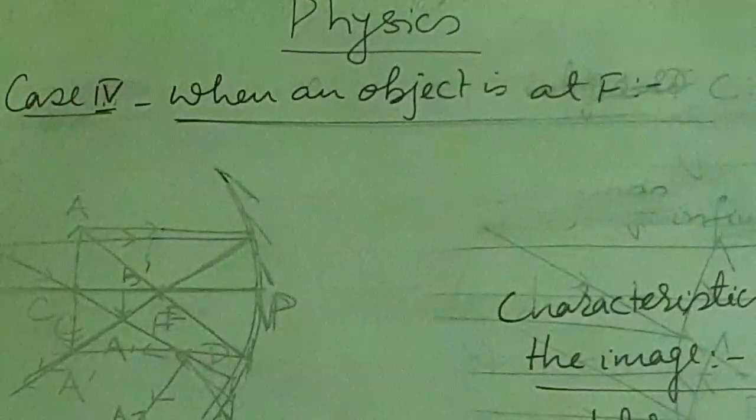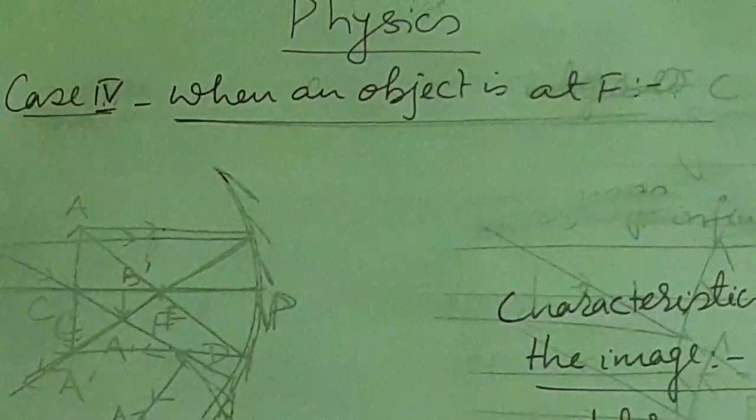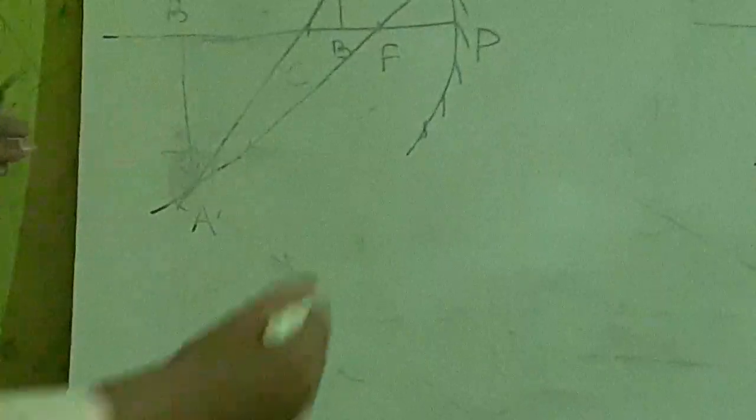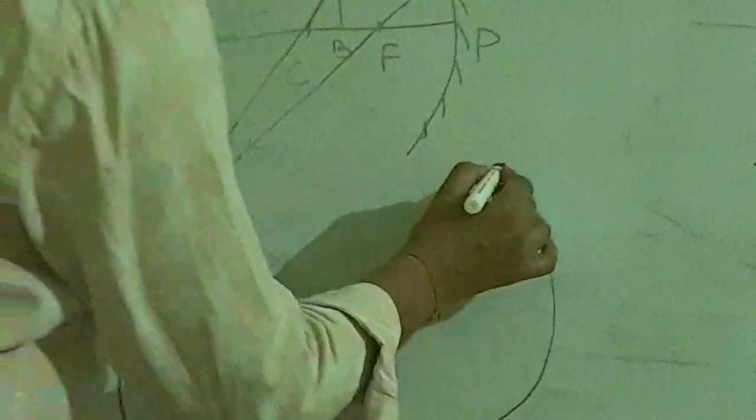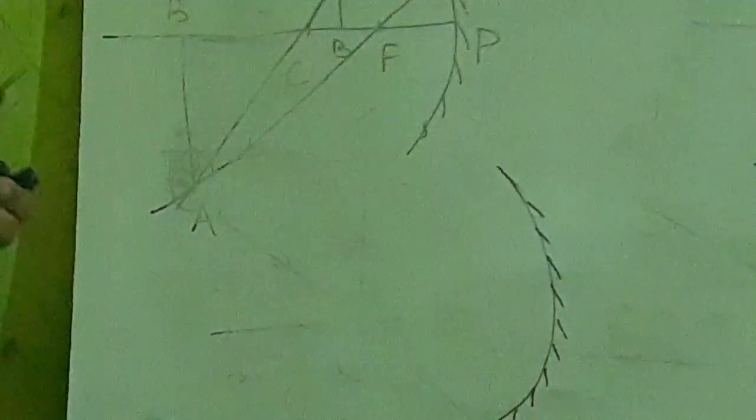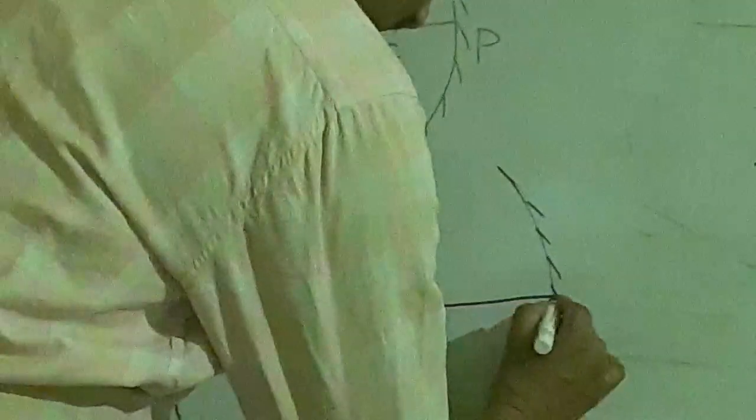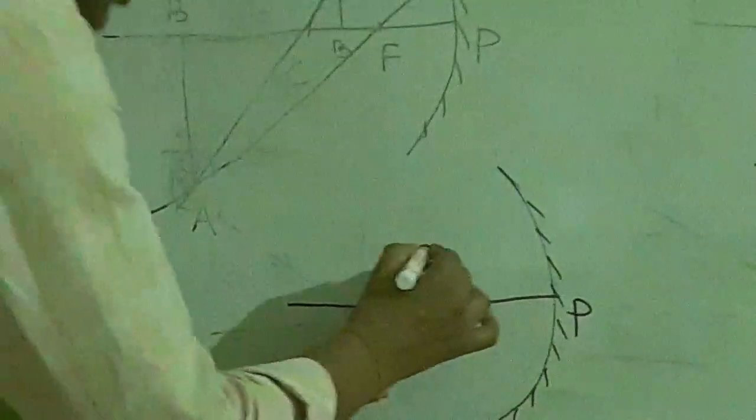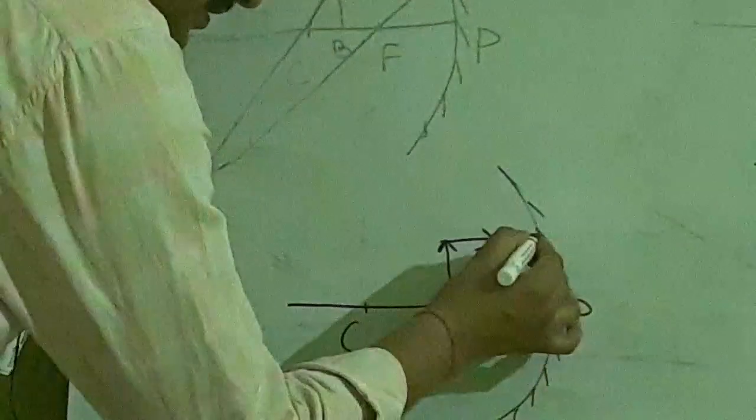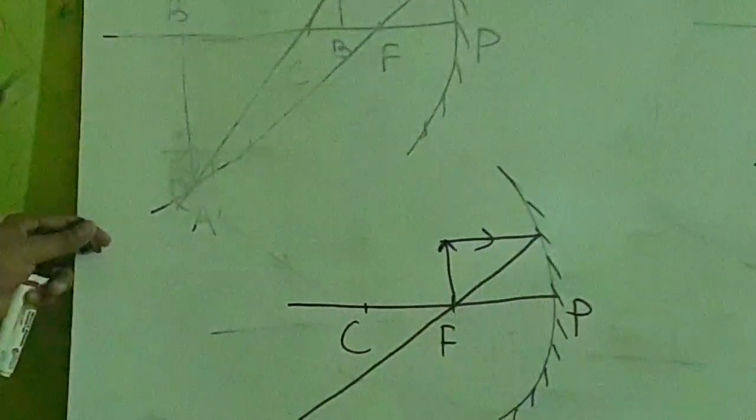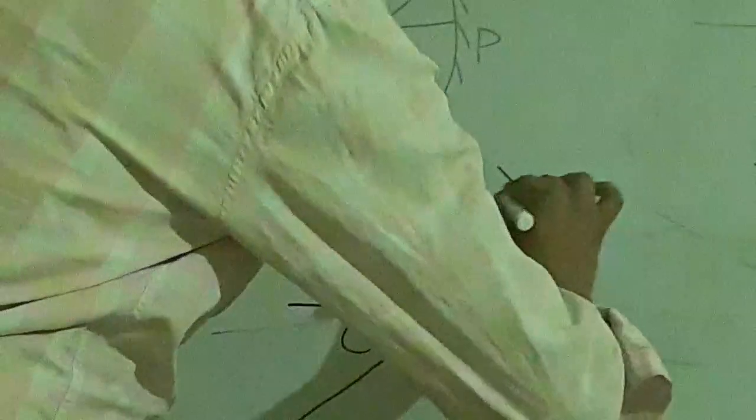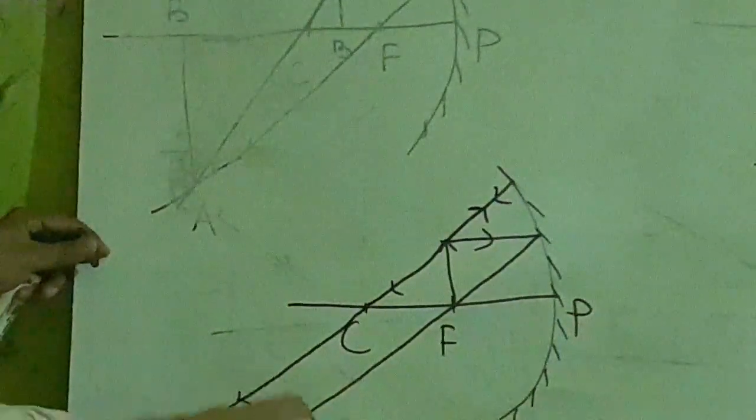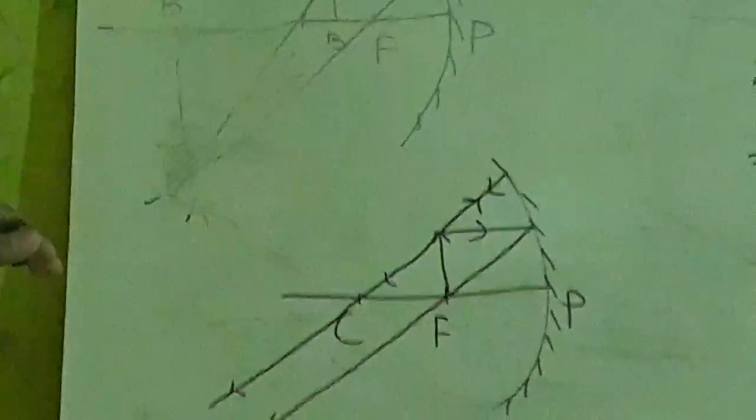Now let us draw the diagram. This is the concave mirror. This is the principal axis. This is the focus, and this is the center of curvature. Object is at F. You take a ray parallel to the principal axis. It will pass through the focus. Take another ray through the center of curvature. It will reflect back along the same path. You see these rays are parallel to each other.